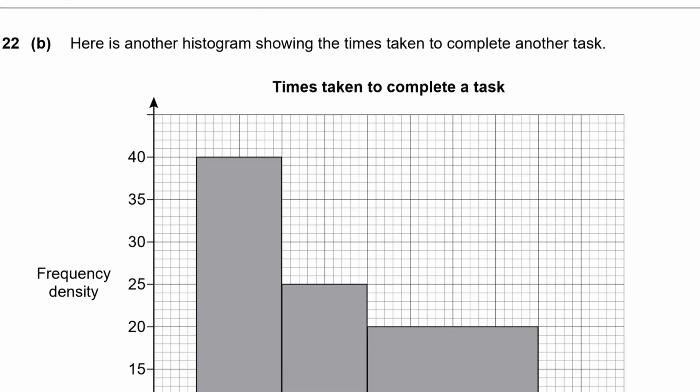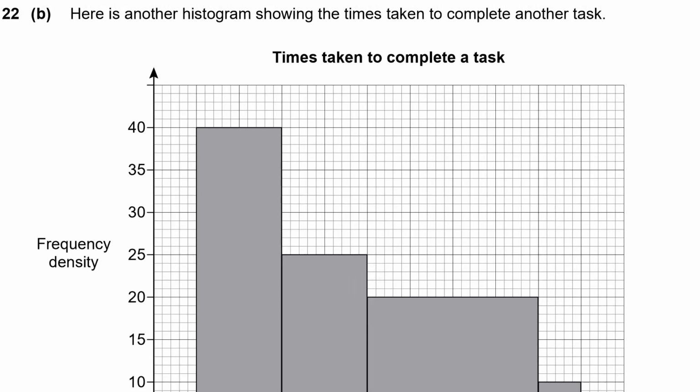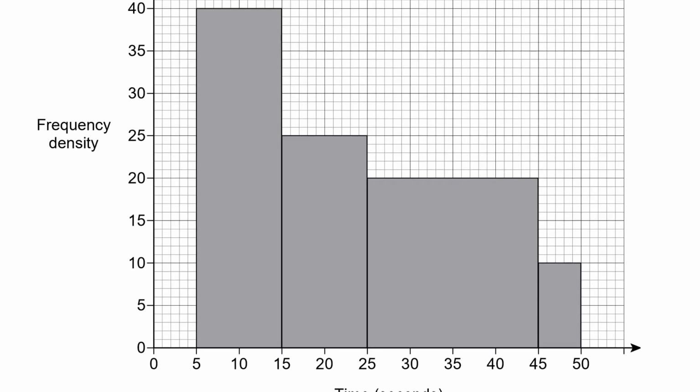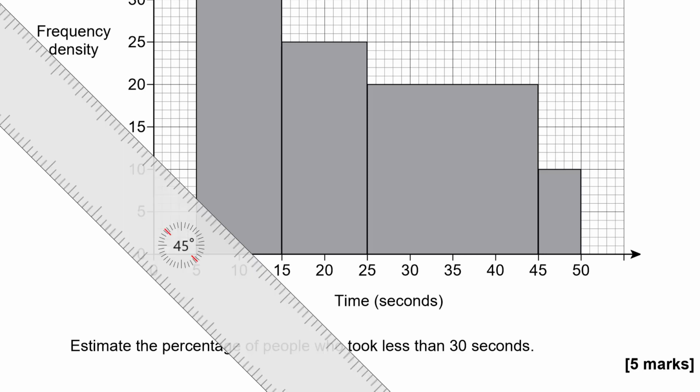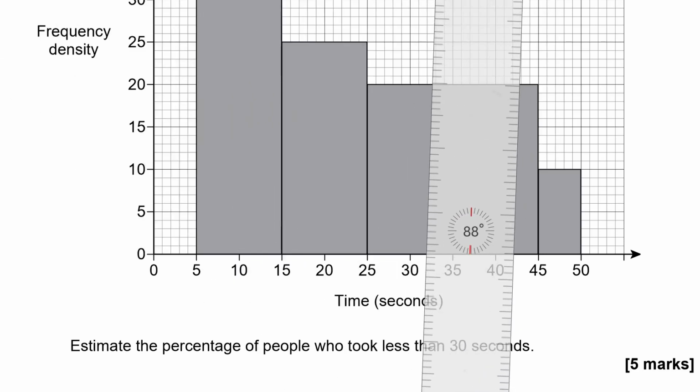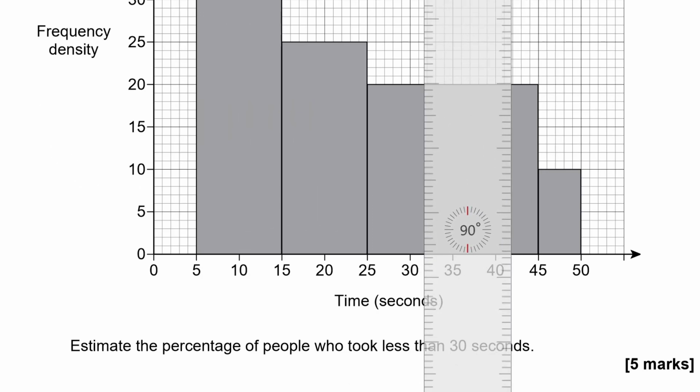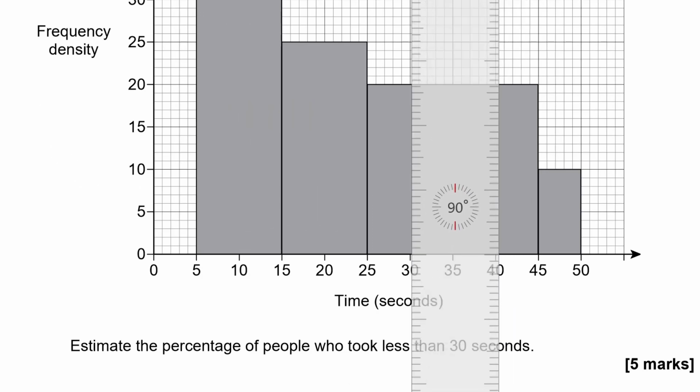Okay, second part. Here is another histogram showing the times taken to complete another task. This time we haven't got a broken scale. Estimate the percentage of people who took less than 30 seconds. So less than 30 seconds, let's just get the ruler out. So less than 30 seconds is going to be everybody to the left of this line, isn't it?